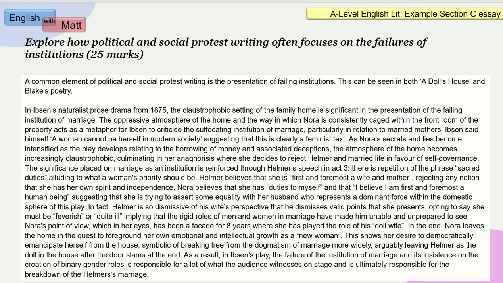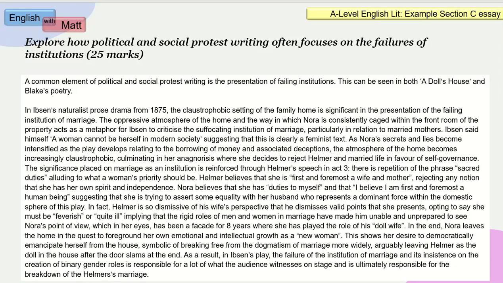In fact, Helmer is so dismissive of his wife's perspective that he dismisses valid points that she presents, opting to say she must be feverish or quite ill, implying that the rigid roles of men and women in marriage have made him unable, and unprepared, to see Nora's point of view, which in her eyes has been a facade for 8 years, where she has played the role of his doll wife.